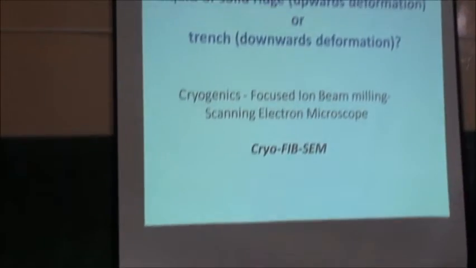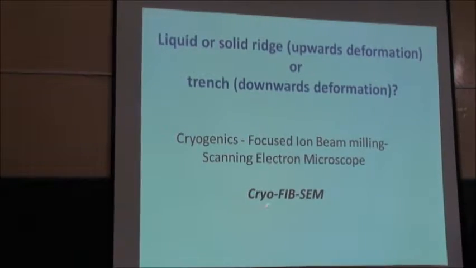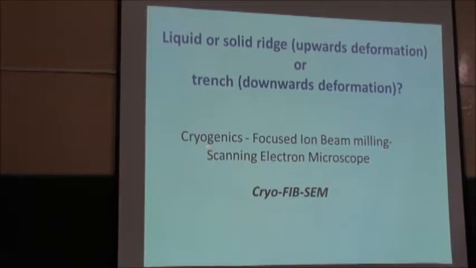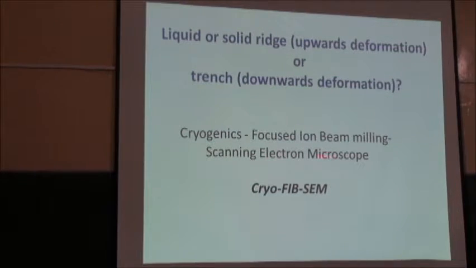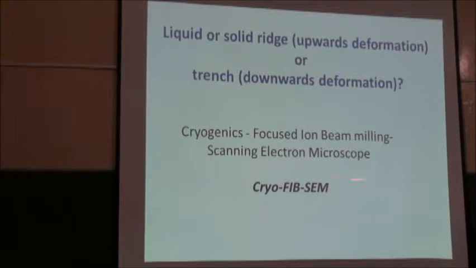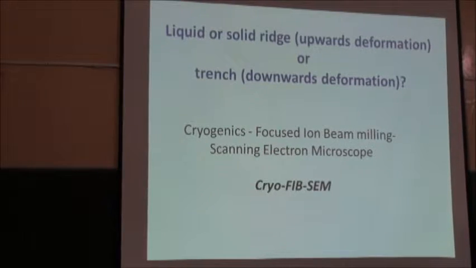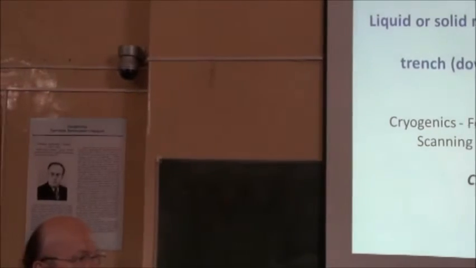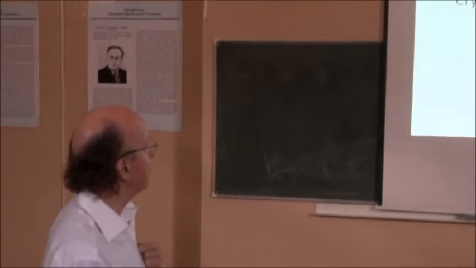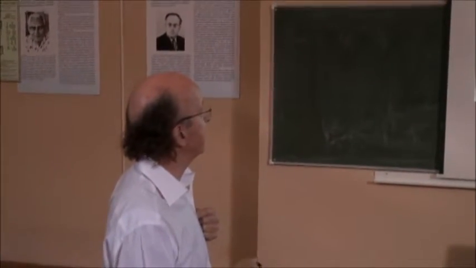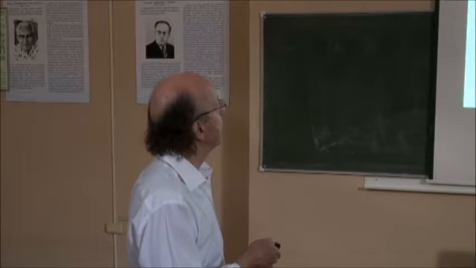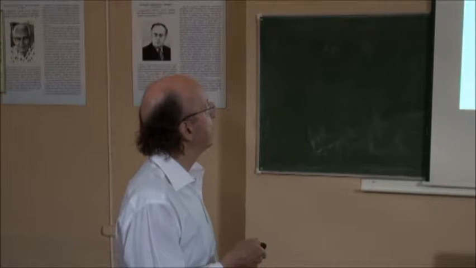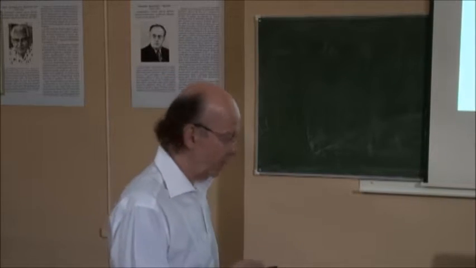So for that, in order to test, we use a technique which is a cryo FIB SEM, that is cryogenic focused ion beam milling, scanning electron microscope. So we freeze very rapidly the pattern into liquid nitrogen at 90 K, and after we look at it with the scanning electron microscope, and we can make a cut by focused ion beam. Milling is removing.